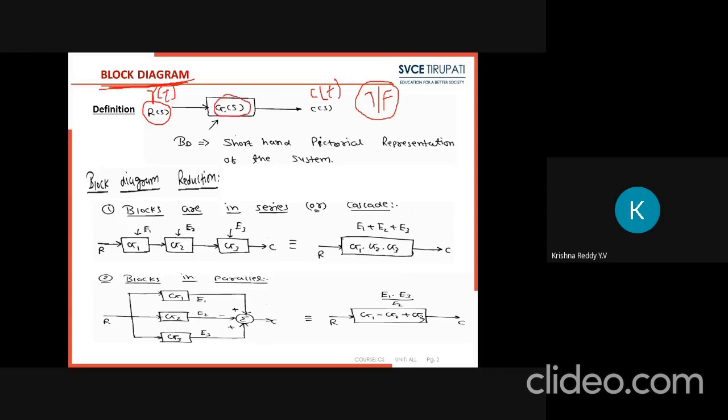When you are representing the system in shorthand pictorial representation, then it is known as a block diagram. The system can be represented in terms of shorthand pictorial representation. It is named as block diagram.